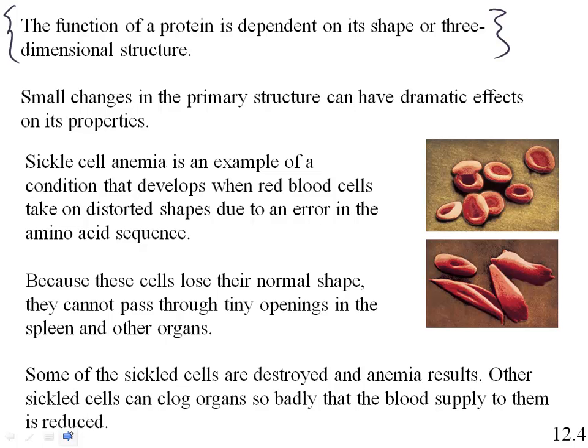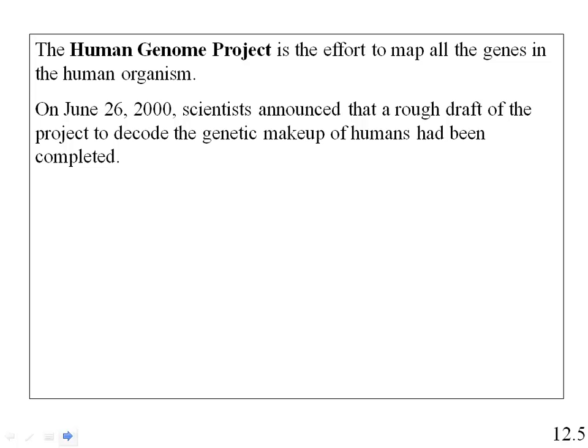All right. The Human Genome Project, maybe you've heard of, again, Crick and Watson. Maybe you've heard of somebody who's worked on the Human Genome Project. The one that comes to mind is Craig Venter. He was the one to sequence the human genome with private money. And on June 26, 2000, it says scientists announced the rough draft of the project to decode the genetic makeup of humans had been completed.